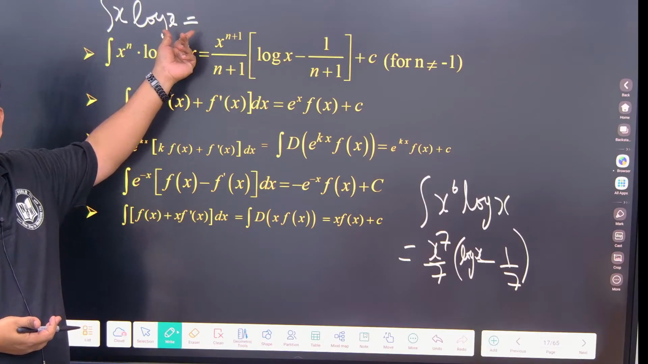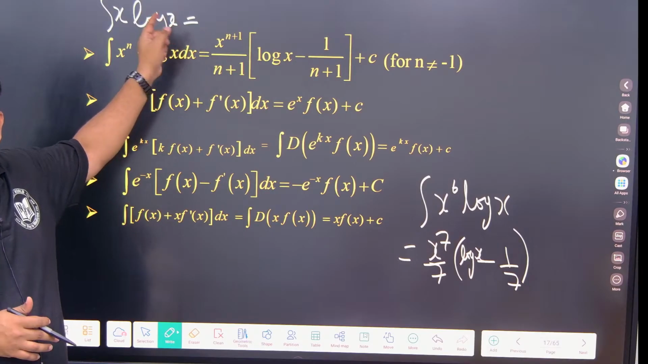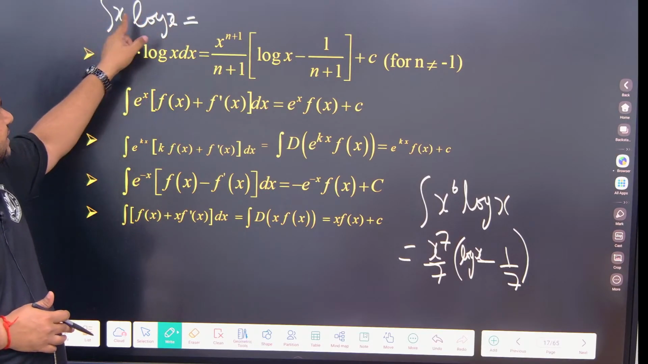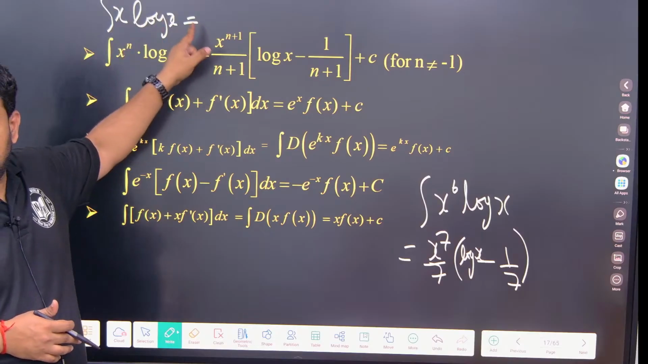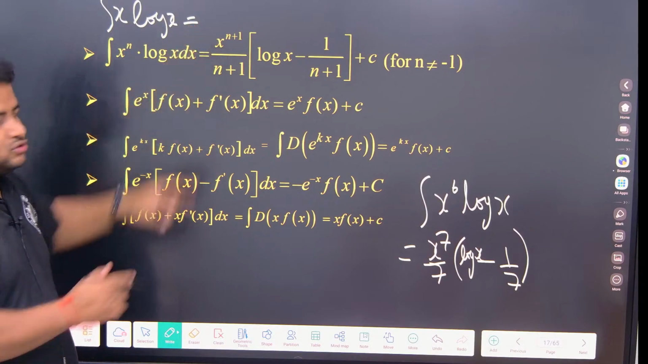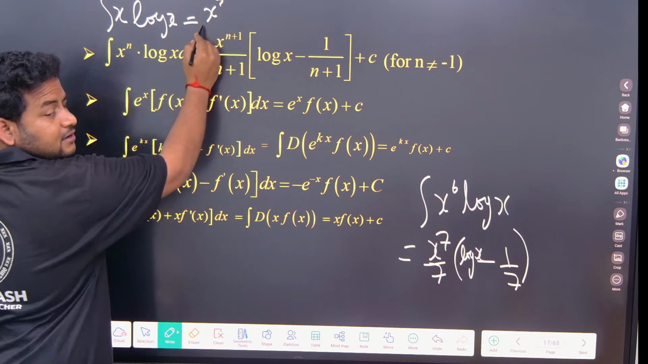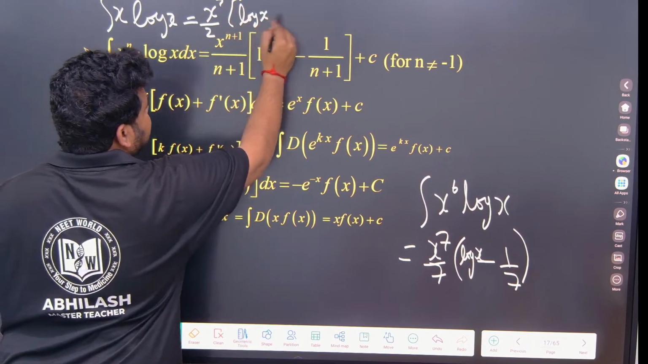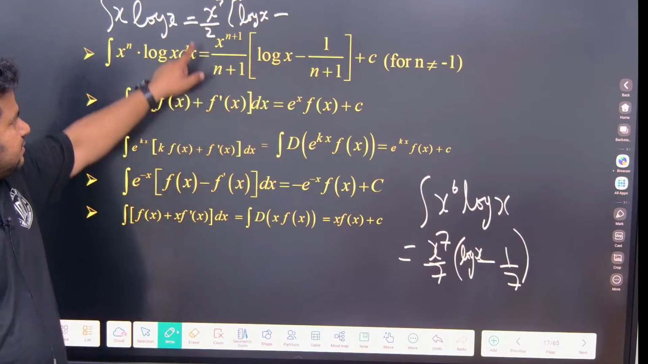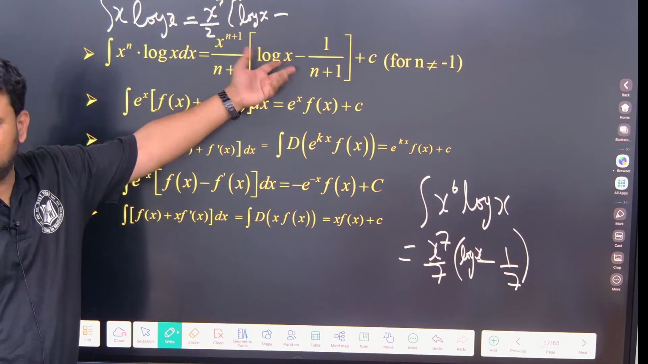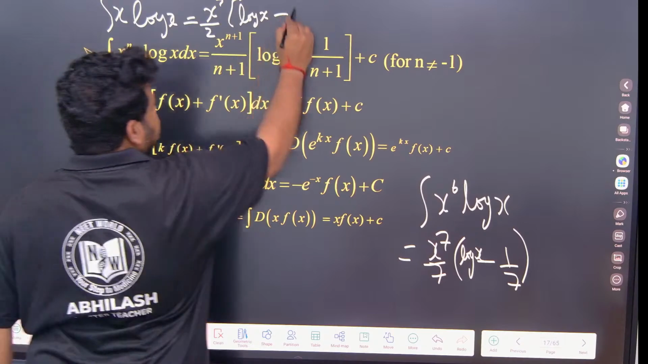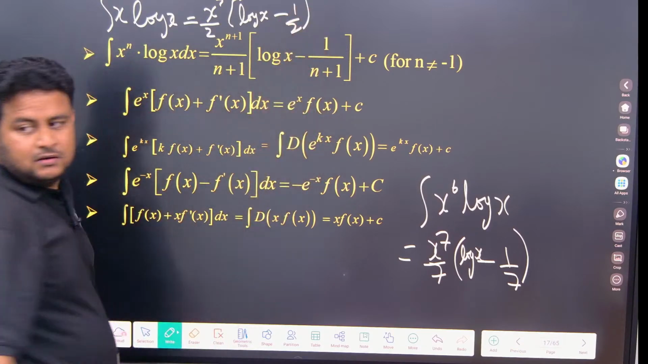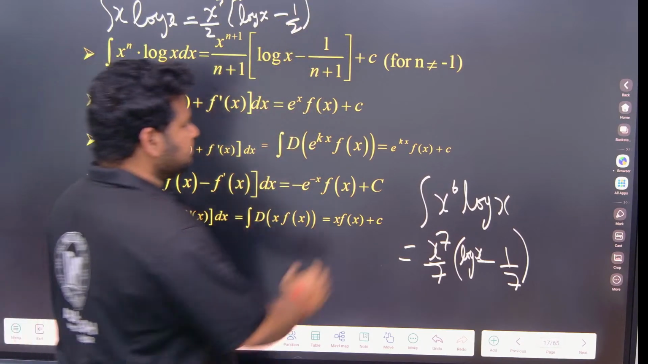x can be written as n plus 1. N is what here? 1. So x to the power of 1 plus 1 is x power 2, divided by 2. This is log x minus, what should I write, Harsha? Same thing, 1 by 2. Okay, 1 by 2.